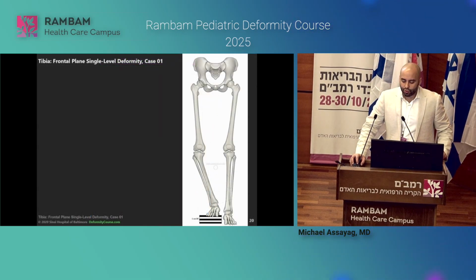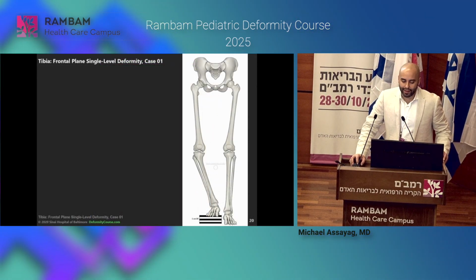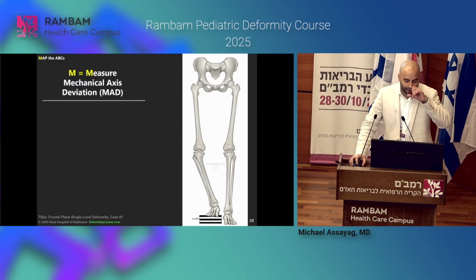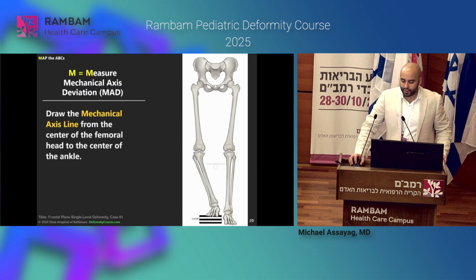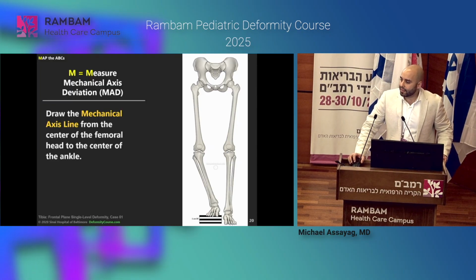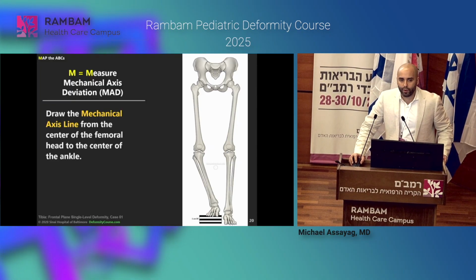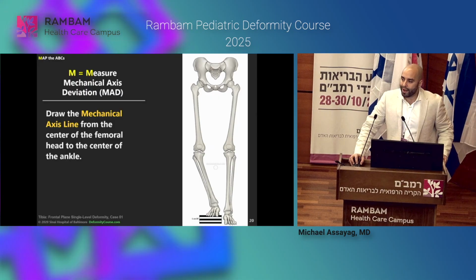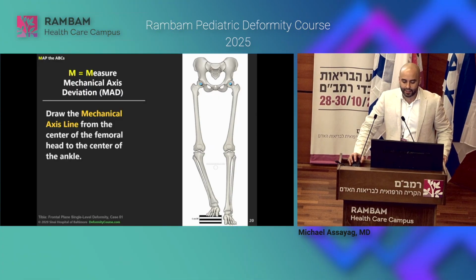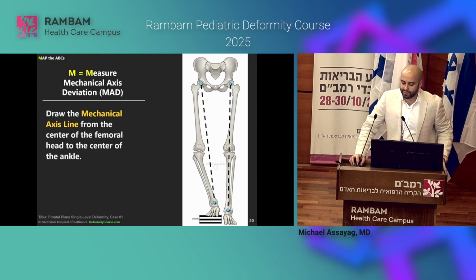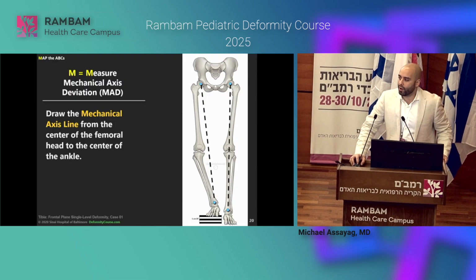So let's go straight into cases and see how we apply that method. So this is an adult with a leg length discrepancy and an obvious varus leg, but let's not trust our eyes. So before we run the ABC, we have to go back to the basics. And the basics means that we always have to measure the mechanical axis deviation. And I use it less as a quantitative test, but more as a qualitative test.